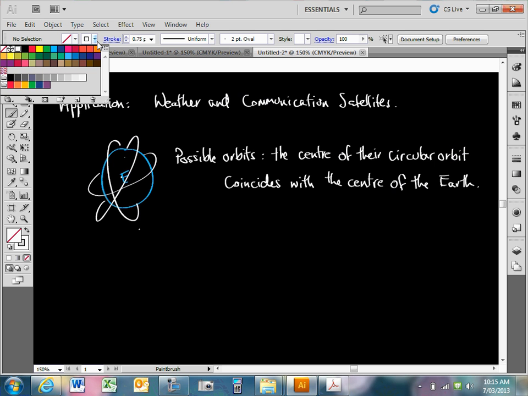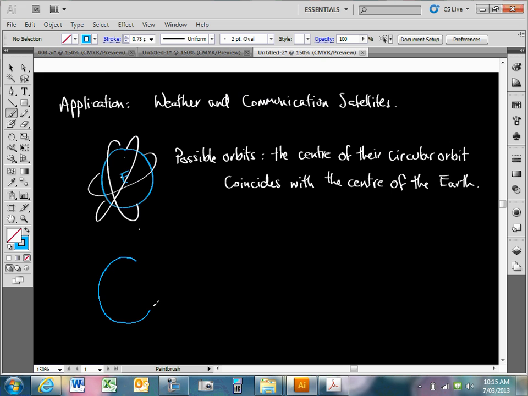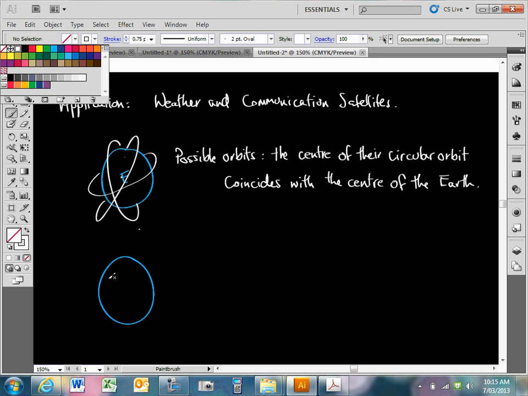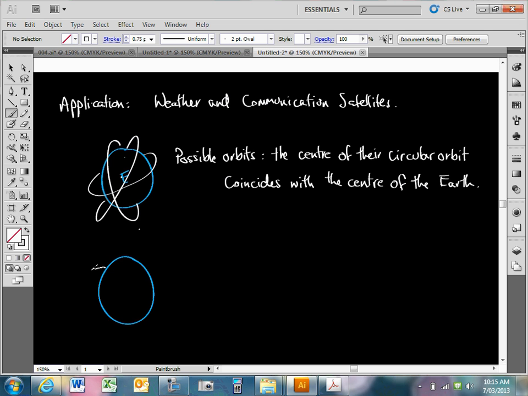I'll show you an impossible orbit. That's not possible. The center of the circular orbits here are somewhere, they're in there somewhere. They don't coincide with this point here. They must coincide with that center.